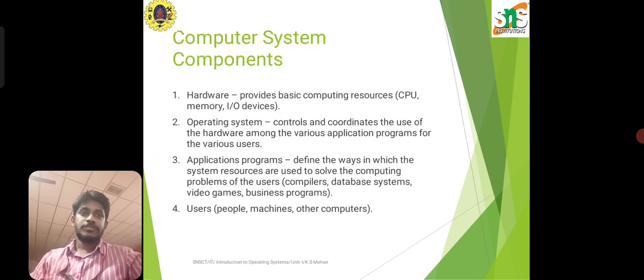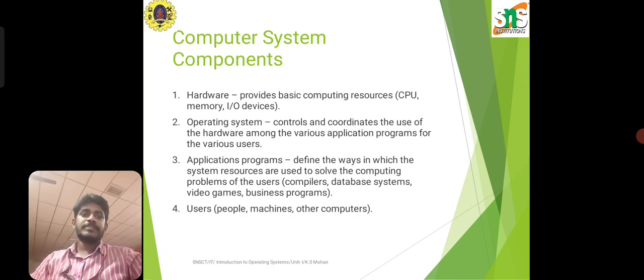So let's start with computer system components. What is hardware? What is software? What is the operating system? Let's start with hardware. It provides the basic computing resources, like the CPU, memory, and input devices. Then the operating system controls and coordinates the use of hardware among the various application programs for the various users. Then application programs define the ways in which the system resources are used to solve the computing problems of the user. For example, compilers, database systems, video games, business programs, etc.